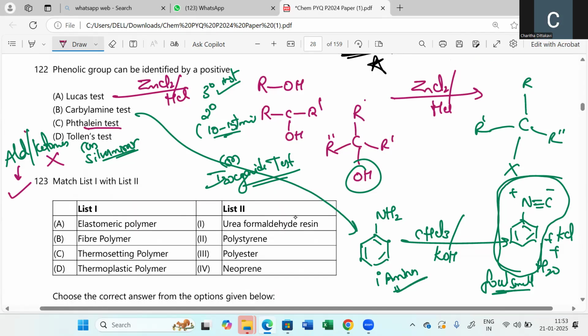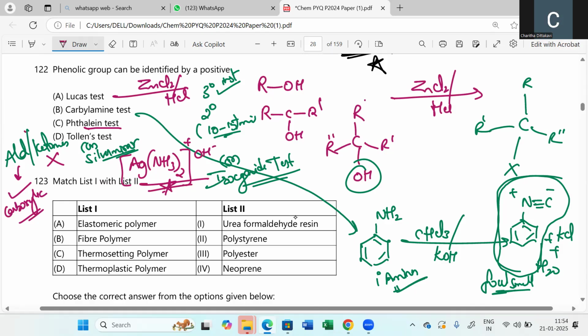And what is the Tollens reagent? It is [Ag(NH3)2]+ with OH minus. This is diamminesilver(I) hydroxide. This will be used here, wherein aldehydes will give a positive test, turning into carboxylic acid. Aldehydes will turn to carboxylic acid, whereas ketones will not undergo this test.